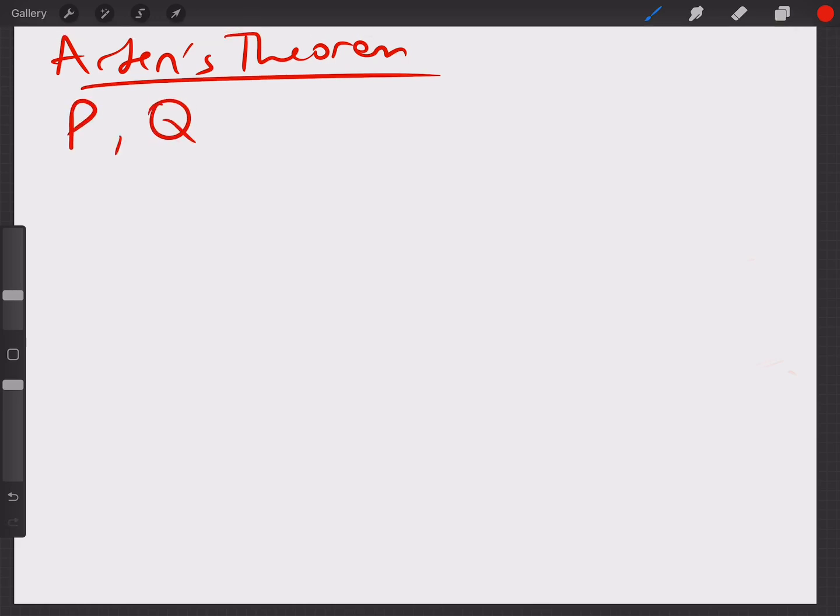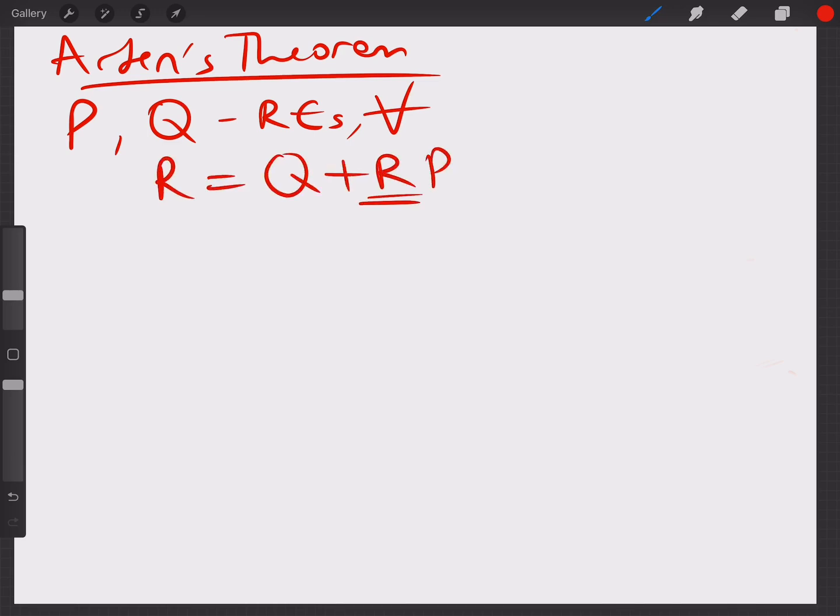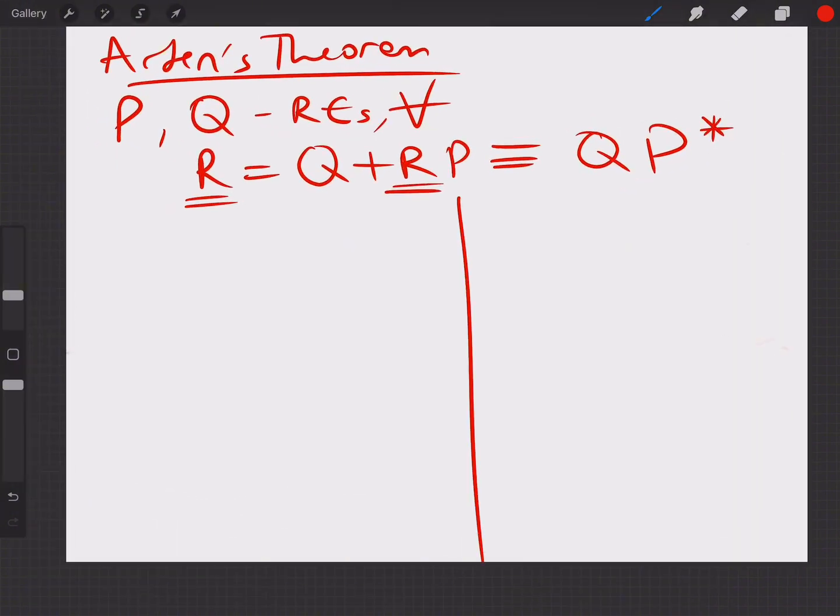What does it say? It says if you have two regular expressions, P and Q, such that R is equal to Q plus RP, you can notice that the R is inside and R is outside, we can have the equivalence as QP Kleene closure. You don't believe me? Let's prove it.